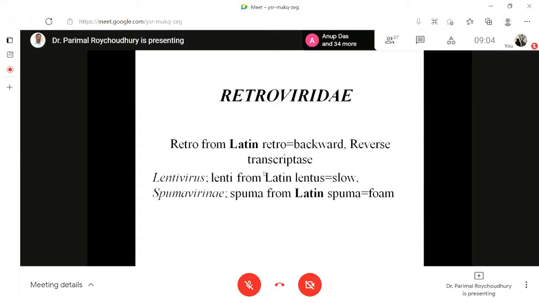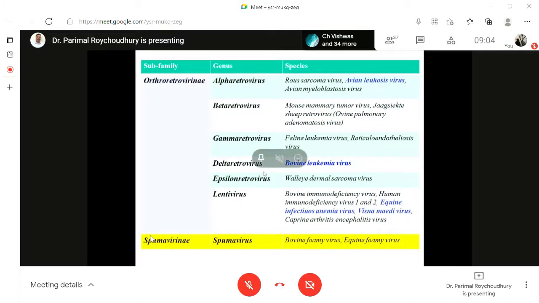Some of the words, like lentiviruses, mean slow. This whole family includes two important subfamilies, Orthoretroviridae and Spumaretrovirinae. Under Orthoretroviridae, the different genera are alpha, beta, gamma, delta, epsilon, and lenti. The blue highlighted one is as per our syllabus, and we are going to discuss it.